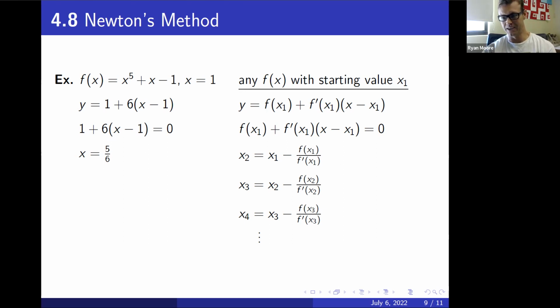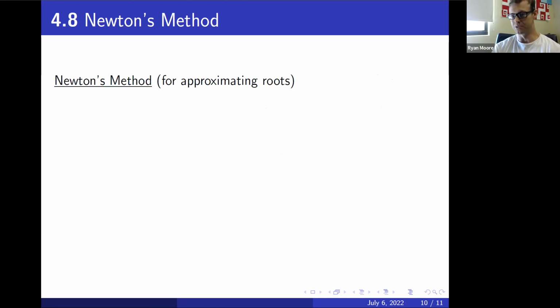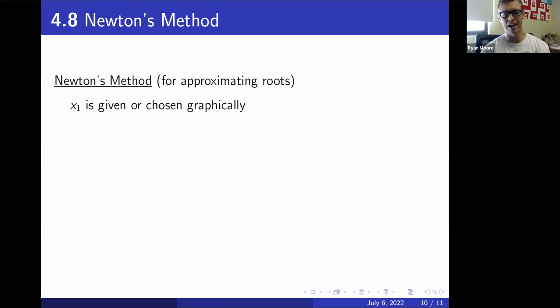Finally, with this in mind, we can lay out Newton's method. We've done the theory. Here it is. Newton's method for approximating roots. You've got to start with x1. Either x1 will be given to us, like we'll be told what to take as x1, or we'll need to choose it graphically. So we'll see examples of how to choose it graphically. And it turns out there's a little bit more to choosing it graphically. There are some other things to be aware of. Obviously we'll get there when we get there. In any case, we need to figure out an x1.